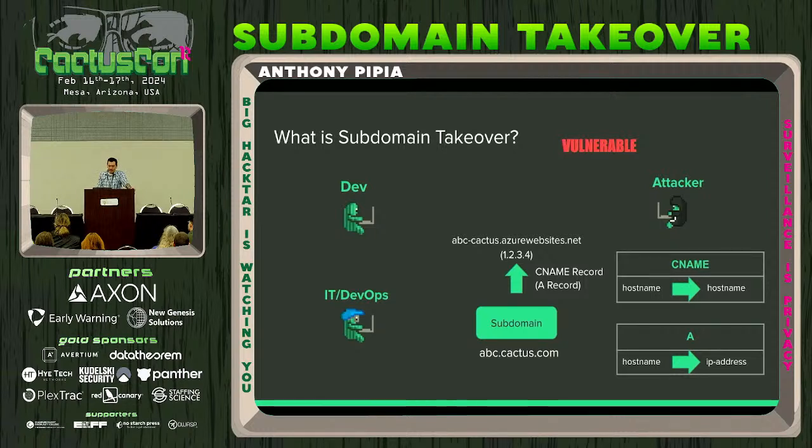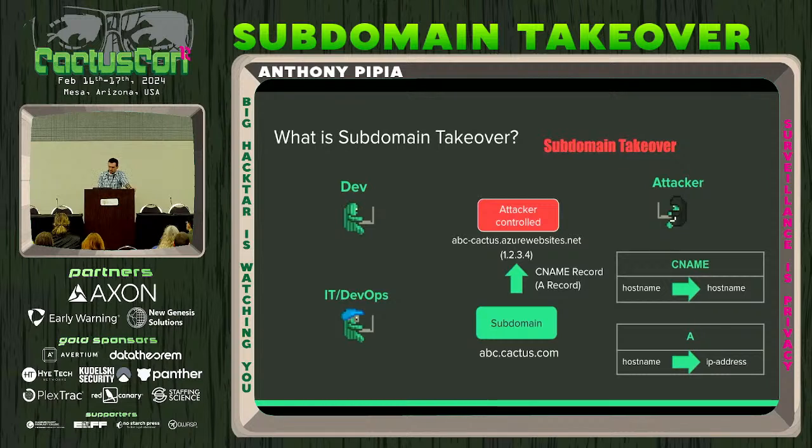You're going to get whatever error message you might get depending on your cloud provider. But an attacker could create a resource in the cloud at this point, whether it's Azure or AWS, and call it abccactus.azurewebsites.net. Now they have taken over your subdomain. So if you go up on your browser, go to abc.cactus.com, and hit enter, you're actually going to end up on a site that's controlled by an attacker. Okay, that's the vulnerability. That's the issue.